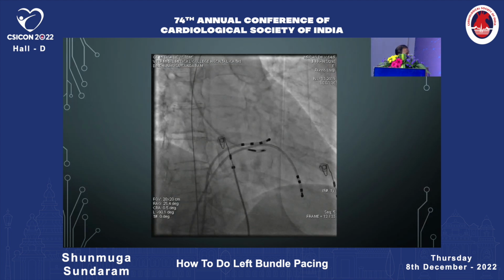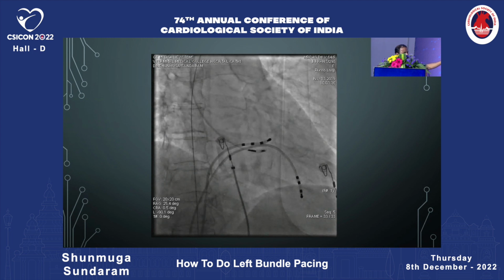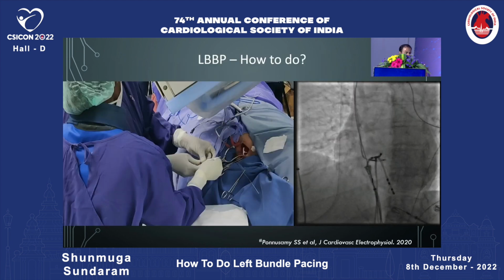So I'll show the fluoroscopic view. This is how we usually start the procedure: an RV catheter at the RV apex and a His bundle catheter. I've taken the sheath along with the lead and just placed it in the target zone. This is a little high, so it's in the initial 1.5 centimeter. Once I identified that area, then I have to give rotations.